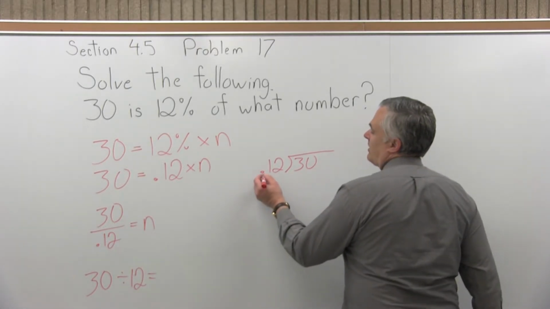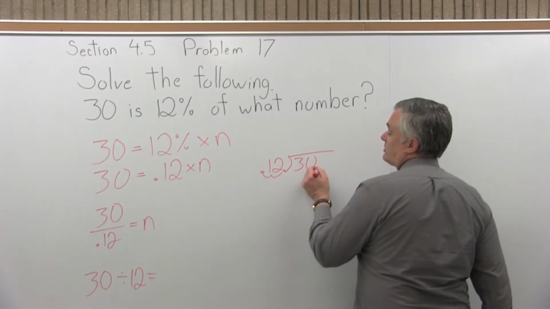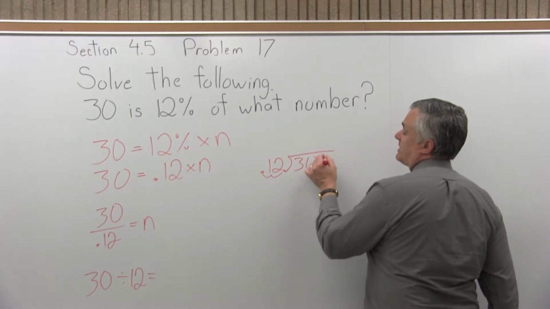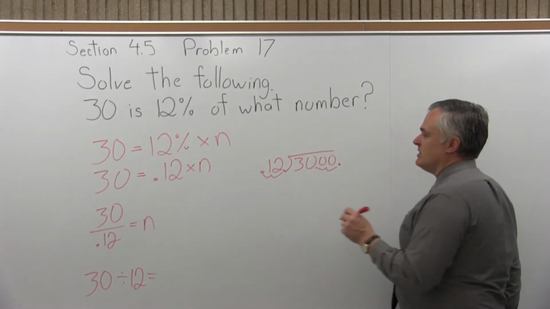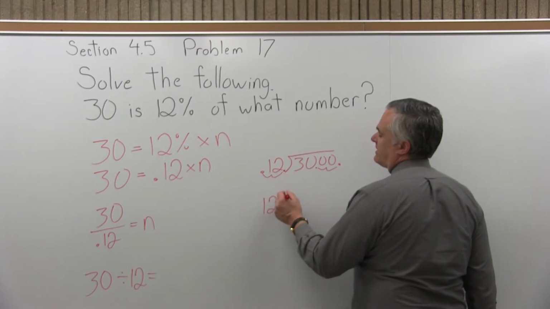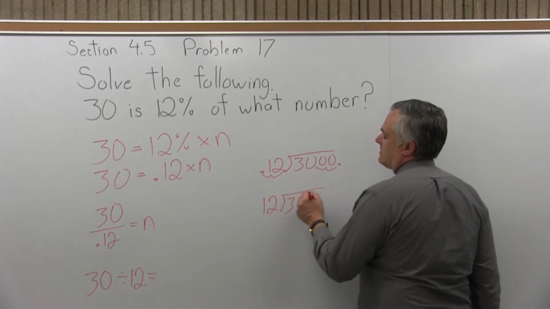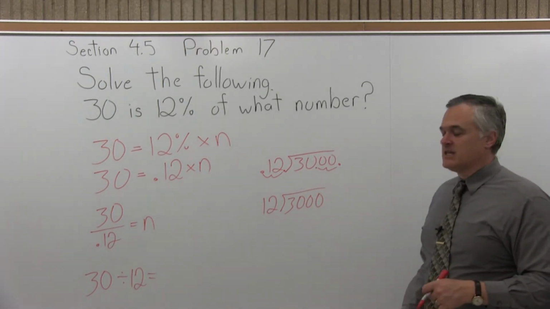So the 0.12 becomes just 12, and I moved it 2 spots, so the 30, if I go 2 spots, you create 2 blank areas that you fill in with zeros. So instead of 0.12 divided into 30, what you really do is 12 divided into 3,000. Now you don't have a decimal.